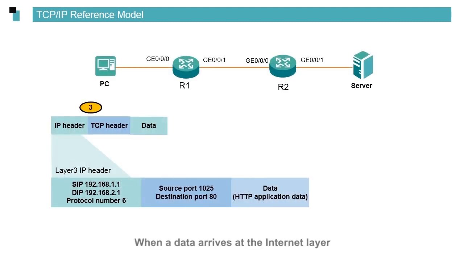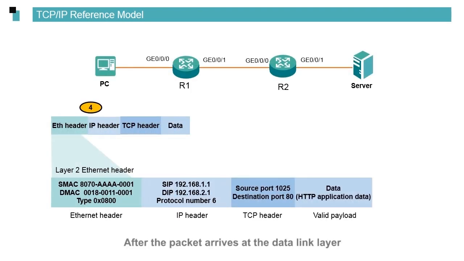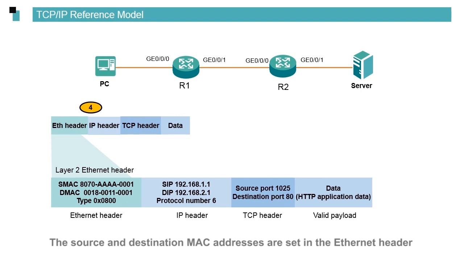When the data arrives at the Internet layer, an IP header is added to the data frame. In the IP header, a source IP address and a destination IP address are set. A protocol number of 6 indicates that the TCP header follows the IP header. After the packet arrives at the data link layer, an Ethernet header is encapsulated into the packet. The source and destination MAC addresses are set in the Ethernet header.